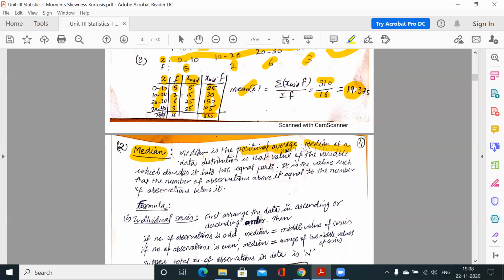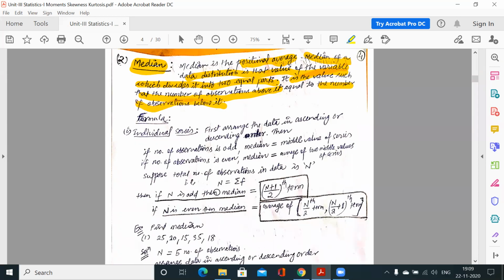So the median of a data distribution is that value of the variable which divides it into two equal parts. It is the value such that the number of observations above it is equal to the number of observations below it. So it is a central value, exactly the middle value in the data. Clear? Median is the middle value of the data.